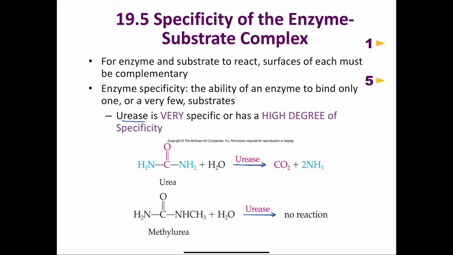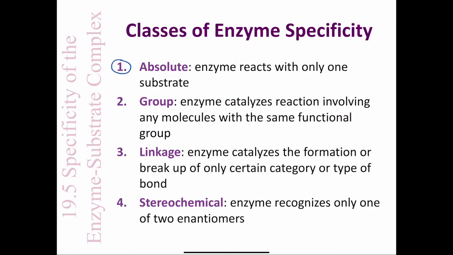Not all enzymes exhibit the same degree of specificity. Four classes of enzyme specificity have been observed. Absolute specificity. An enzyme that catalyzes the reaction of only one substrate has absolute specificity. Group specificity. An enzyme that catalyzes reactions involving similar molecules containing the same functional group has group specificity.